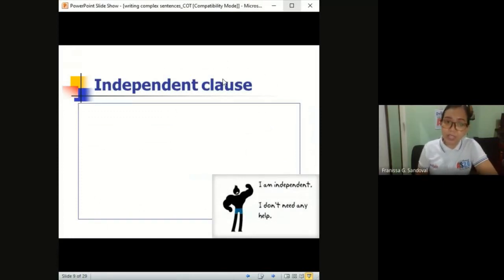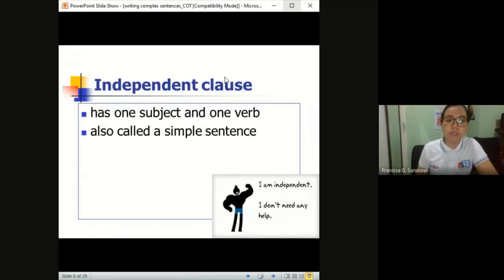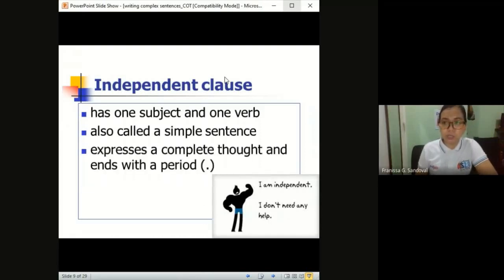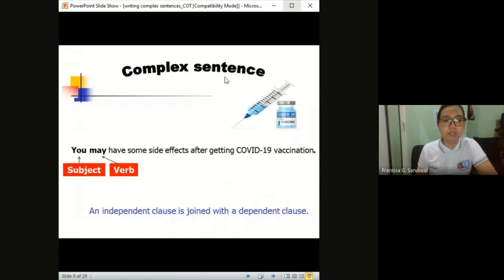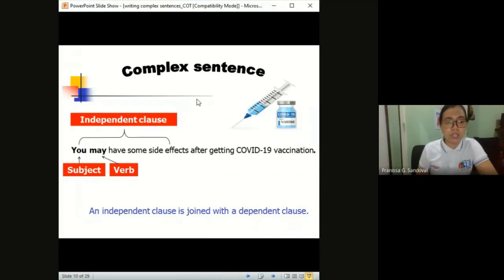So what is an independent clause? It has one subject and one verb. It is also called a simple sentence. It expresses a complete thought and ends with a period. In this sentence, in the independent clause, our subject is you and our verb is may. You may have some side effects can end with a period.